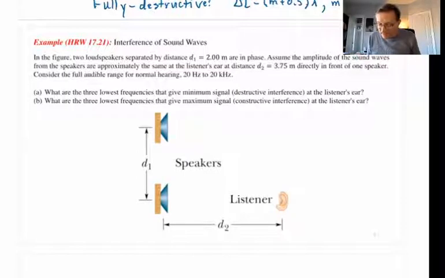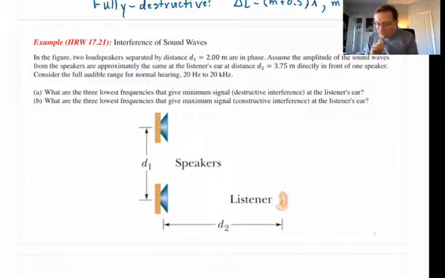And it reads like this. In this figure, you'll see two loudspeakers, sources of sound waves. You don't have to know anything about loudspeakers other than they produce sound waves. And they're separated by a distance d1 equal to 2 meters. See the line connecting them there, d1. And they are in phase with each other. That means the sound waves coming out of the two speakers are in phase with each other when they leave their speakers.